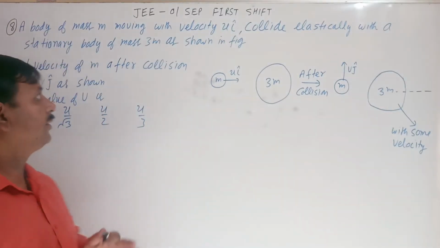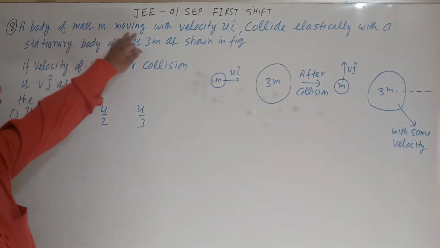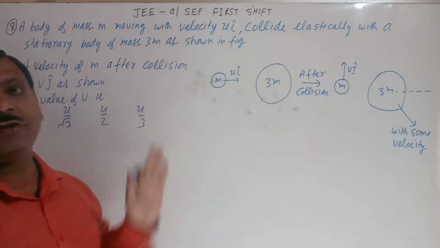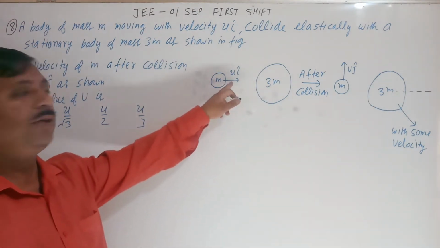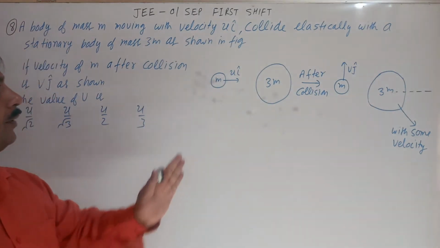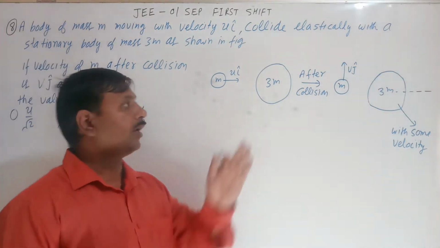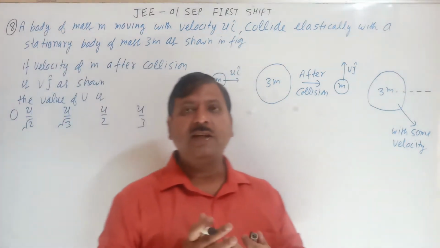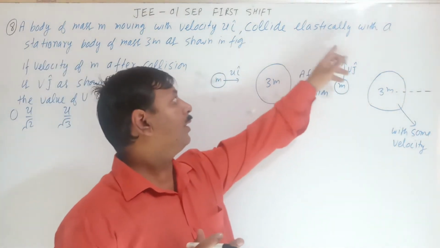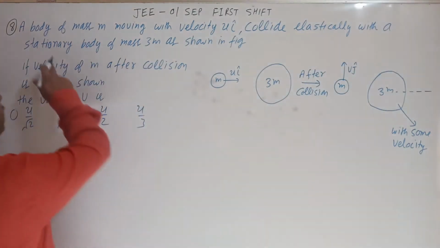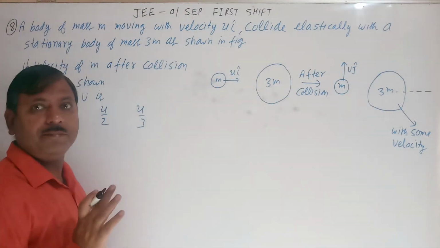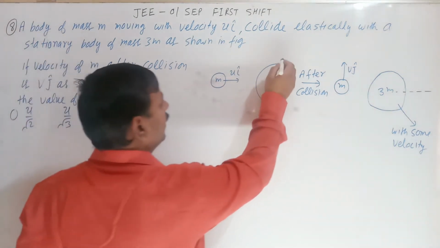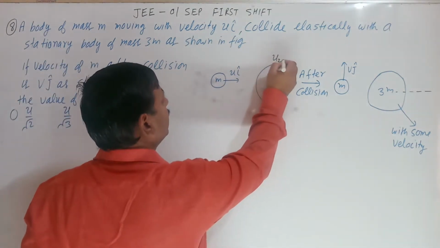See, question number 8. A body of mass m moving with velocity u i cap, unit vector along x-axis, collides elastically with a stationary body of mass 3m. This is 3m, its velocity is 0.